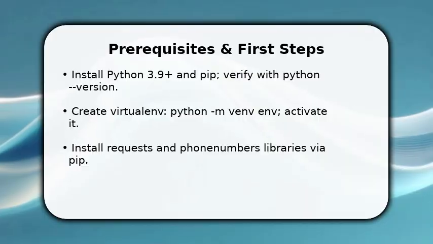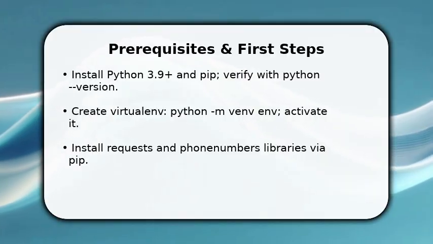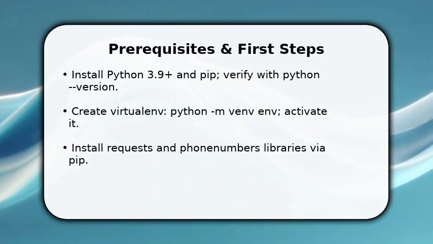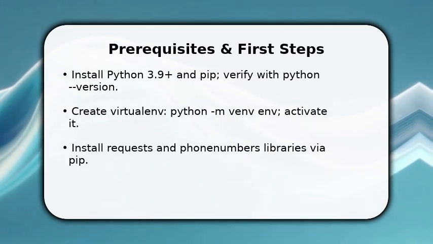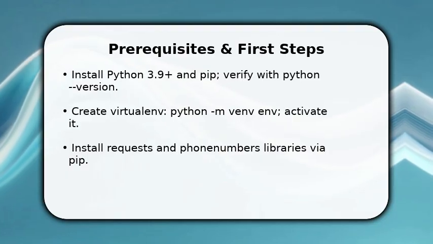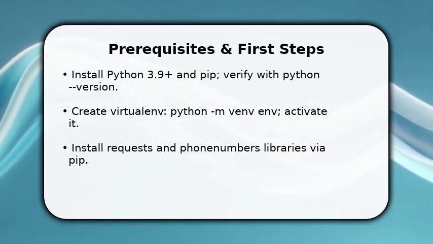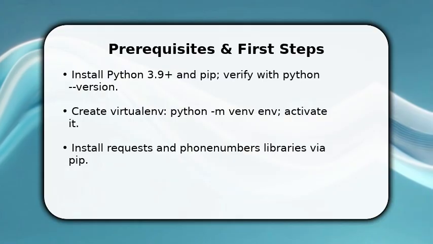You start by confirming Python 3.9 or newer is installed and activate a virtual environment so dependencies stay isolated. Once done, install the requests and phonenumbers packages. These give you HTTP access and phone parsing utilities.